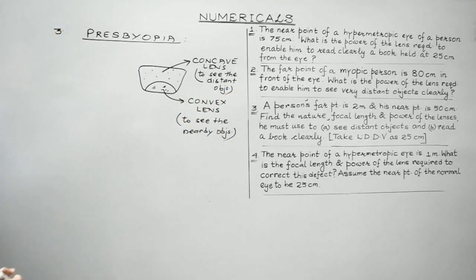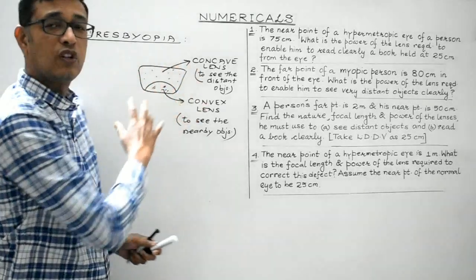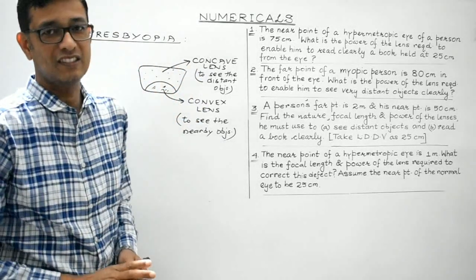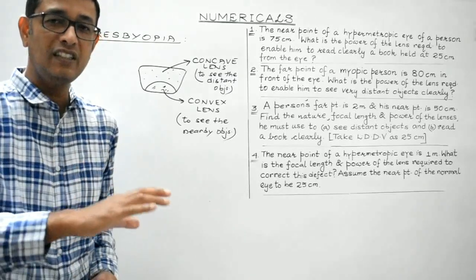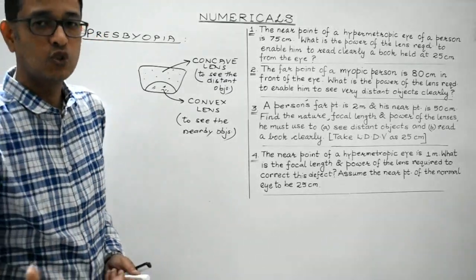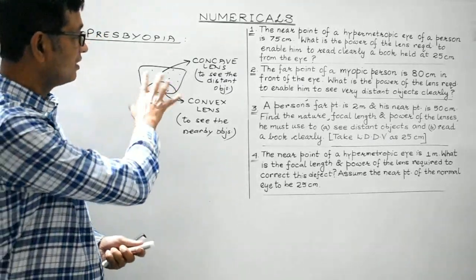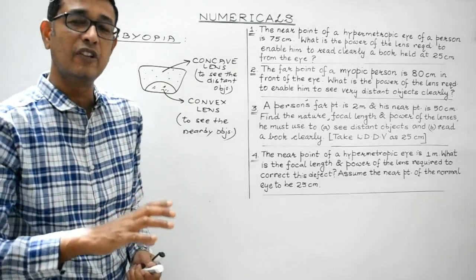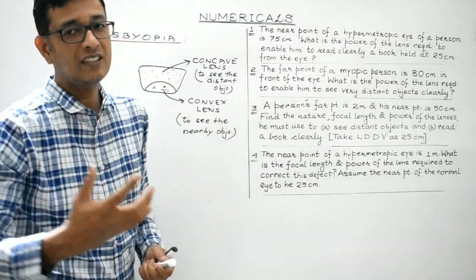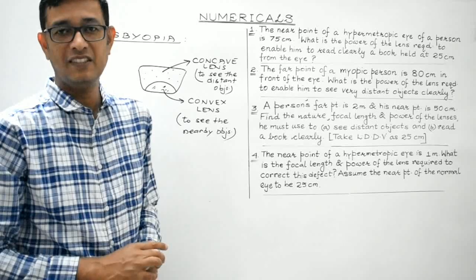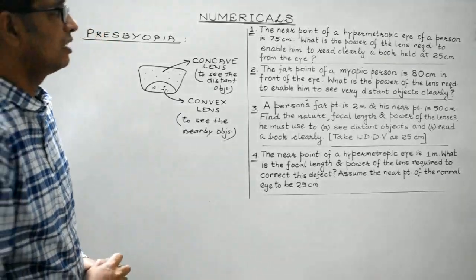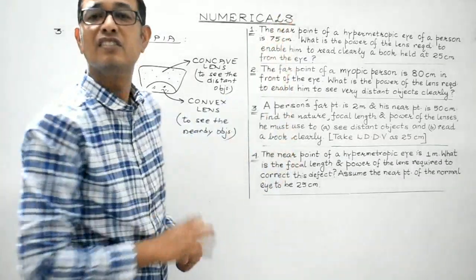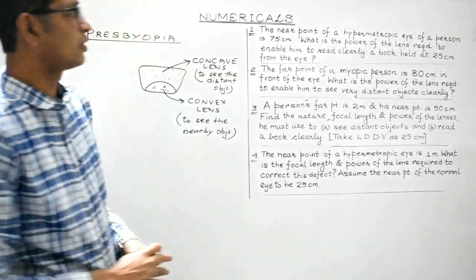Right, students? So basically, this is known as bifocal lenses, making use of both converging lens as well as diverging lens of suitable power. So this lens is used by those persons suffering from both myopia as well as hypermetropia. Right? Okay, now we are in a position to discuss these numericals. Let's start with the first one.